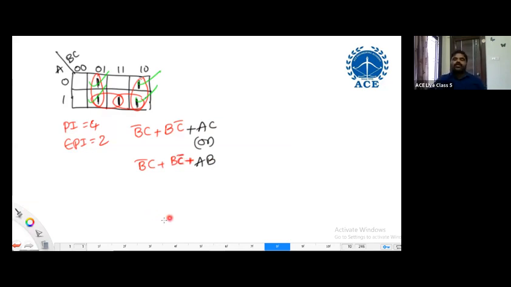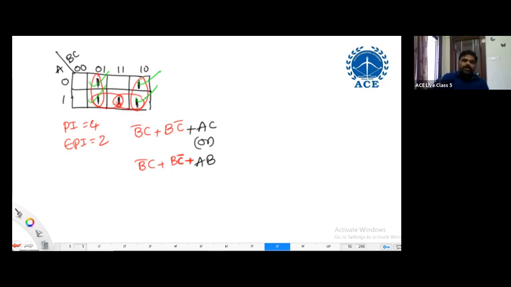Which one is correct? Both are correct because both have the same complexity. Both are functionally equal. Right? So B bar C plus BC bar plus AB, or B bar C plus BC bar plus AC. Both are correct. Once again, essentials we have considered. After that, we observe one minterm is not covered by essential.